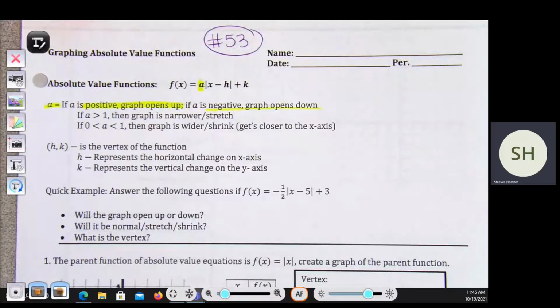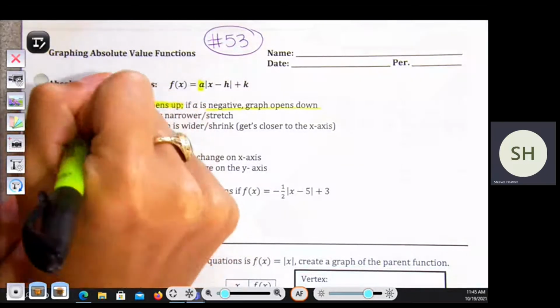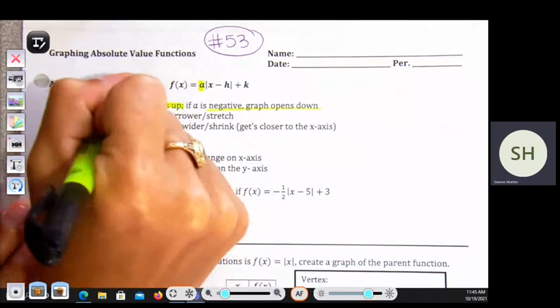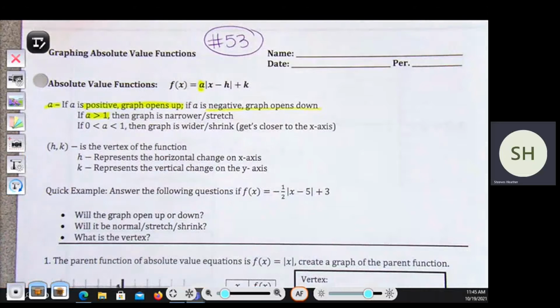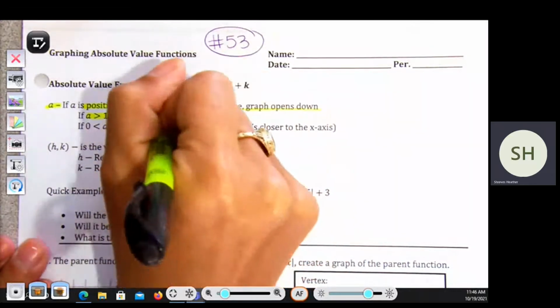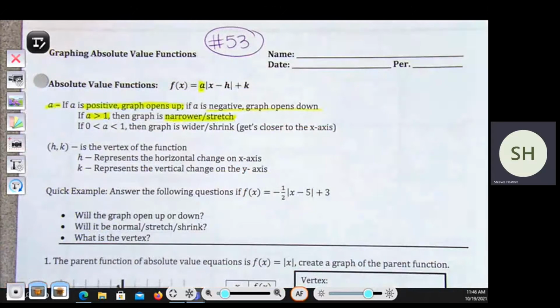a also determines how wide or how narrow the graph is going to be. If a is greater than 1, what's a number that's greater than 1? 2, 3, 4, 1.5. That means it's going to be narrow, or it's going to stretch. Because you're taking some number and multiplying it by 2, 3, or 4, it's going to increase quicker. So it's going to be skinnier, more narrow.